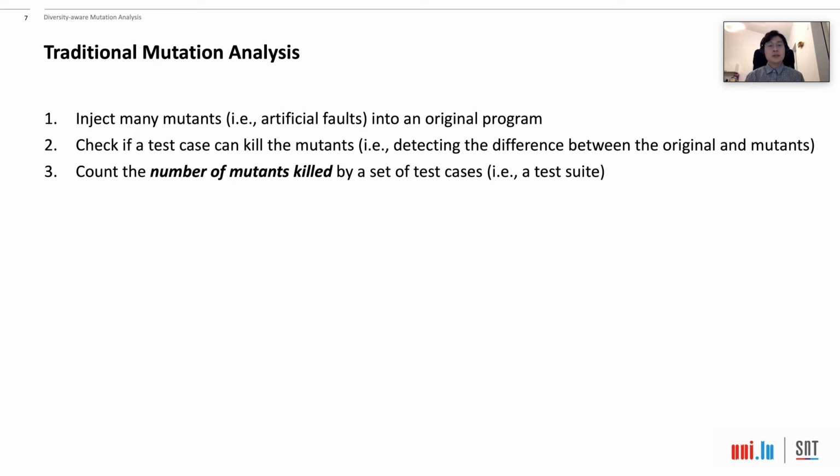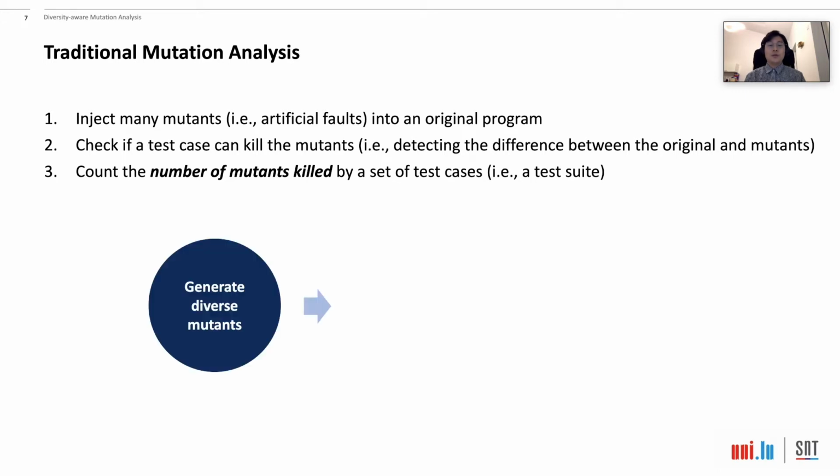To discuss this, let's quickly see a simplified version of the mutation analysis process. It first injects many mutants, that is, artificial faults, into an original program. And then it checks whether a test case can kill the mutants, meaning it is able to detect the difference between the original and the mutants. And then it simply counts the number of mutants killed by a set of test cases, or a test suite, to measure or assess the effectiveness of detecting faults.